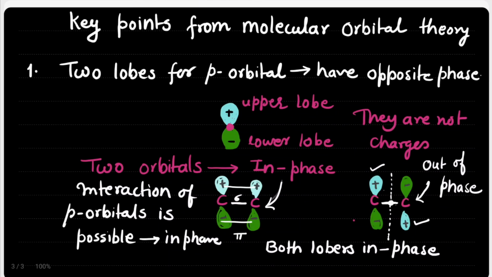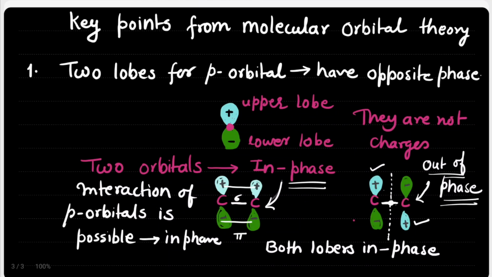Another way I can explain: above the plane it is plus, below the plane it is minus. Here above the plane is minus, below the plane is plus. In this case, in the phase, we have seen that both are in the phase. In another case here, we have seen that the plus signs are in the opposite planes and the minus signs are also in the opposite planes. So there is a formation of node over here. So in this case the node has been created.